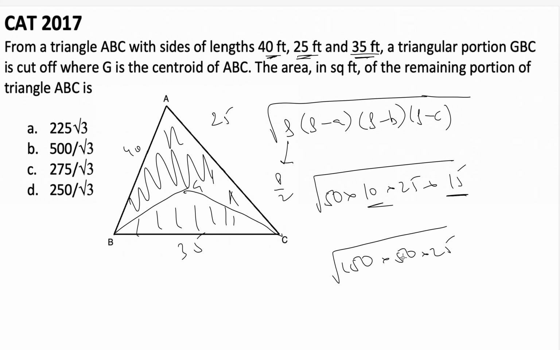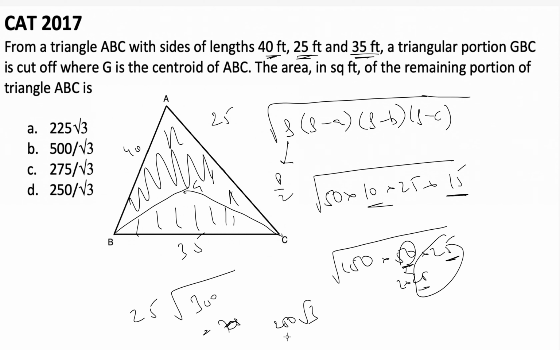Okay. Now let's break this 50 into 25 into 2. So that 25 into 25 becomes 25 square, 25 comes out. So what we are left with is 25 root 300, or you get 100 out. What you get is 250 root 3. So 250 root 3 is the area of triangle ABC.